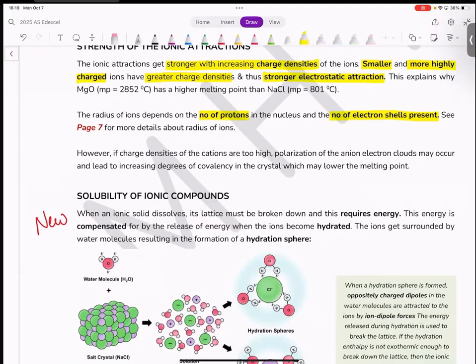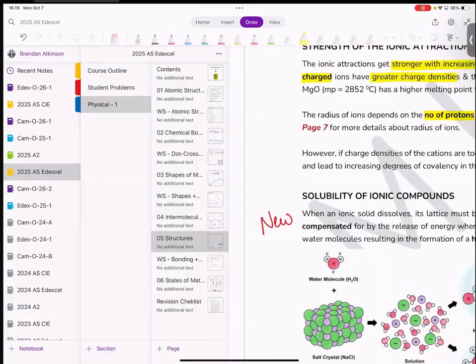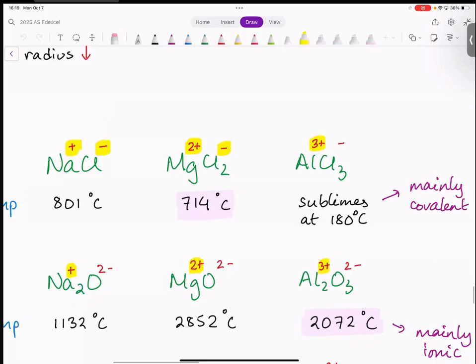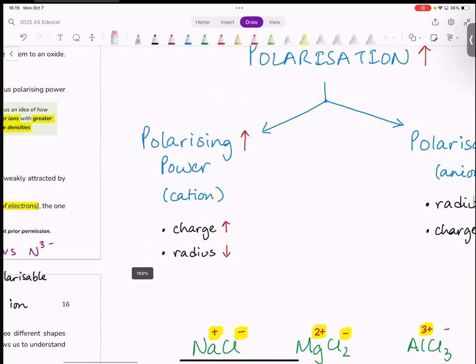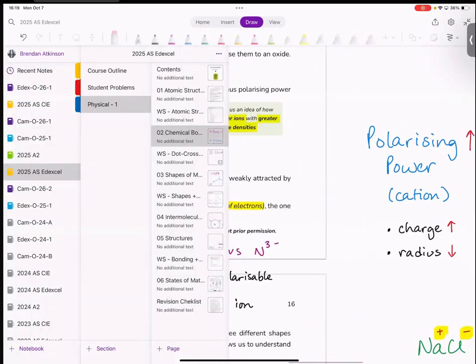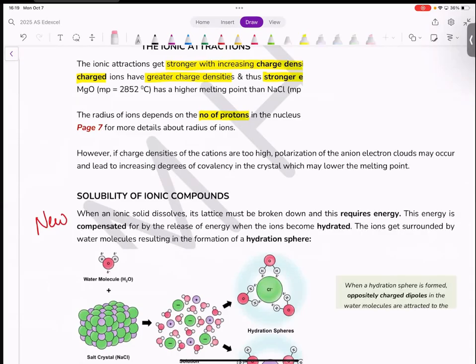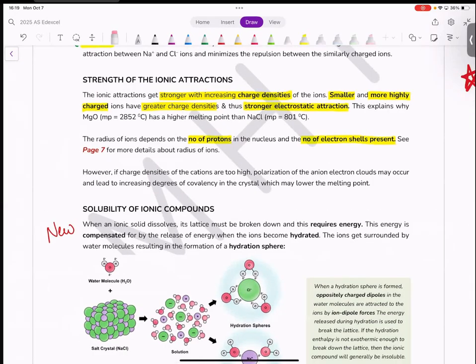Next. However, if charge densities, so again, this is where we talked about this already. If charge densities become too high, you might be thinking the melting point will go up. But actually, it doesn't even end up staying ionic. It ends up becoming covalent. So too much charge density is a bad thing because the cations will be more polarizing. Okay, so there's a point where it becomes too much, basically.